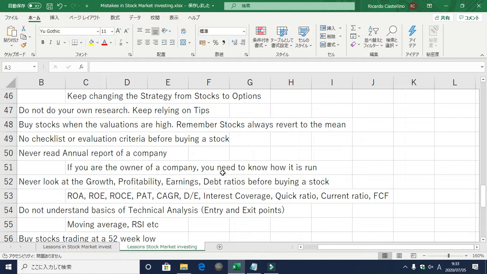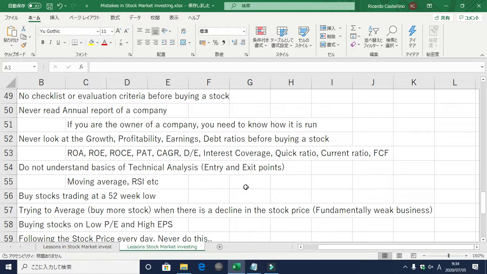Now, another mistake people make, especially in deciding the entry and exit points, is they do not understand the basics of technical analysis. It's very important to understand the basics. You don't need to get too much into technical analysis, but you need to understand the basics. There are very few points you need to understand. For example, the moving average, the simple and the exponential, the 50-day, 100-day, 200-day moving average, and the RSI and a few other indicators.